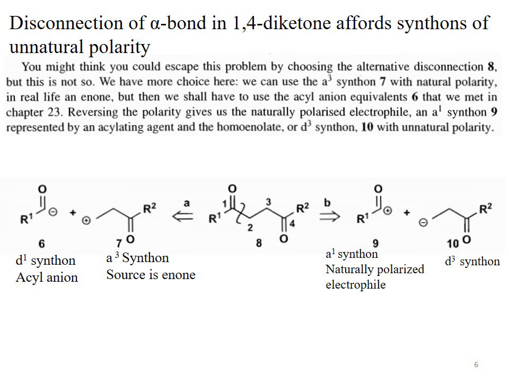So we can say that when an alpha bond of 1,4-diketone is disconnected, we can put a negative charge on the left side fragment and the positive charge on the right side fragment, or reverse the polarity. In both cases, we have one fragment that possesses unnatural polarity. The source of that compound does not directly exist. The source of that synthon is obtained through functional group interconversion.